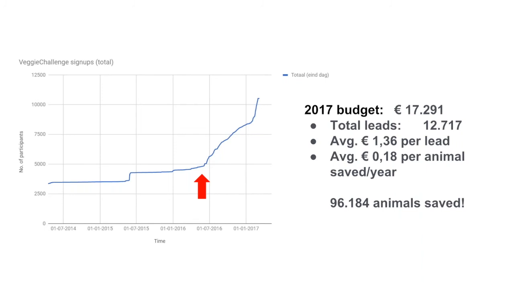And of course, because we have this ballpark number of animals saved, we can even make a guesstimate that it costs about €0.18 to save one animal life using Facebook campaigns. It really astounds me how far you can take this kind of measurement if you're doing online work.